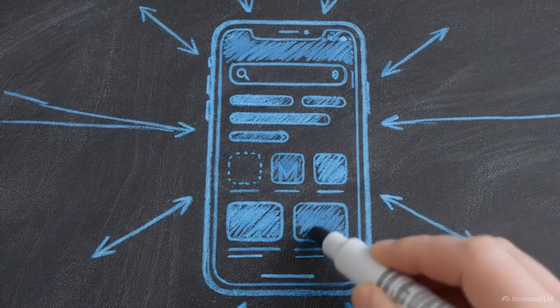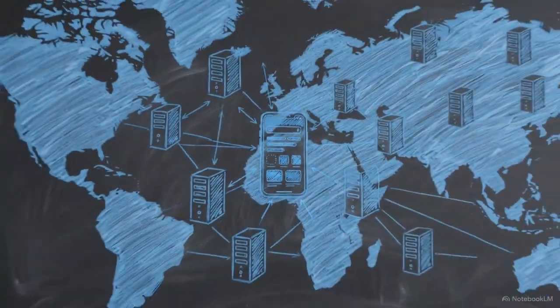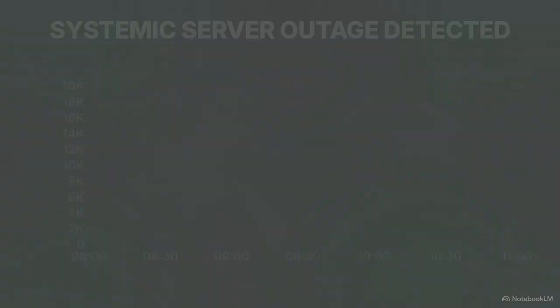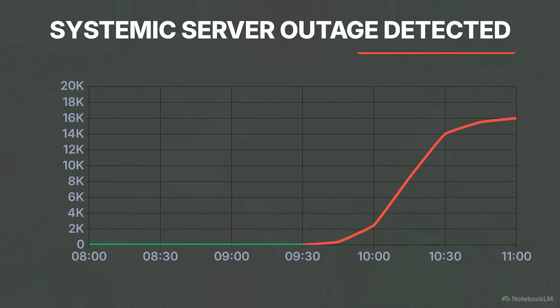Step 5 shifts the entire investigation away from your local hardware and onto Cash App's global server infrastructure. This chart displays real-time outage reports from third-party sites like Down Detector. A sudden massive spike indicates that the server architecture itself is struggling to handle requests. When the graph looks like this, the failure is systemic and external to your device.